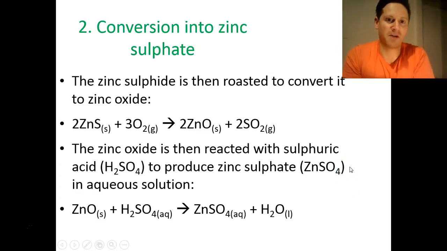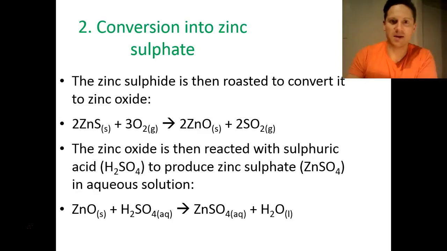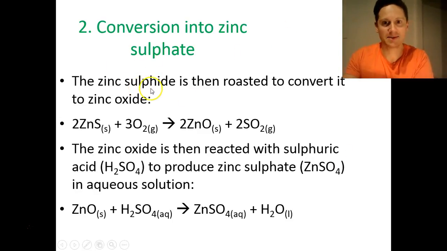So the next part is the conversion into zinc sulfate. So at the moment we've got zinc sulfide, that's what we skimmed off the top, ZnS. We roast it in oxygen in order to produce zinc oxide and sulfur dioxide. This is the chemical equation there, okay? That zinc oxide is then reacted with sulfuric acid in order to produce zinc sulfate in aqueous solution.